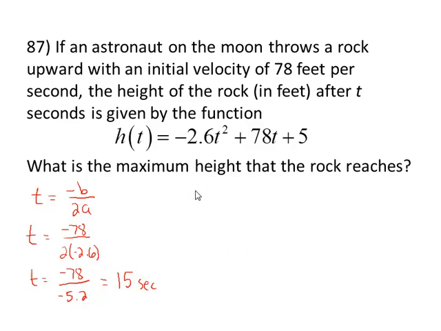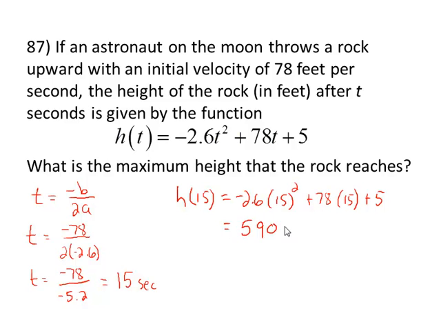Now we have to plug that back into our function. So we're going to have -2.6 times 15 squared plus 78 times 15 plus 5. And this will give us our maximum height. When we work this out with our calculator, we find that that height is 590 feet.